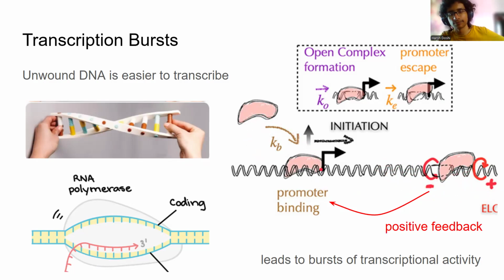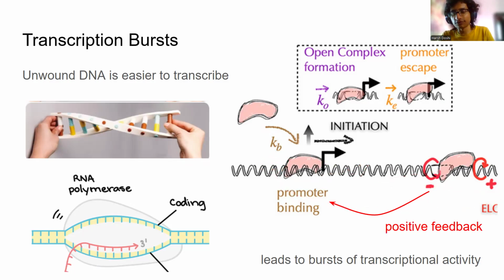Another RNA polymerase can bind, and it can bind more easily because the DNA is already unwound, and it can again go along the transcript, introducing a region of negative supercoiling behind it.